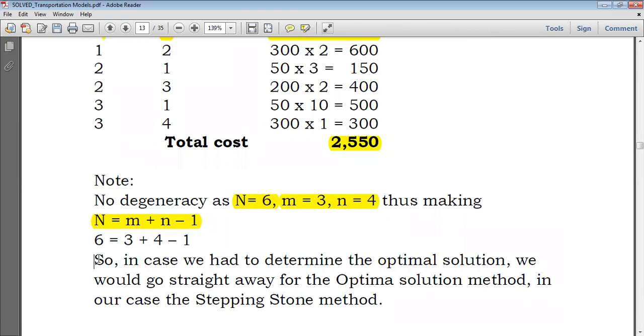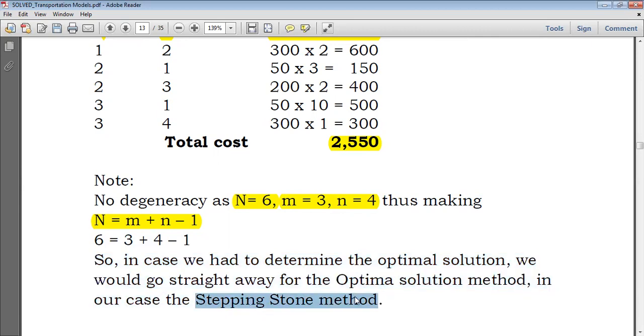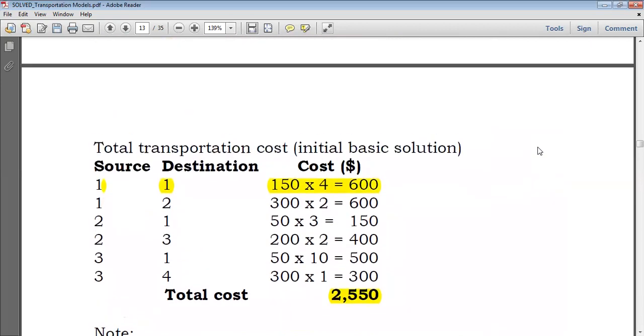And so, in case we had to determine the optimal solution, for our case, we are not required. We are just told to use the least cost method. We would go straight away for the optimal solution method, in our case, the stepping stone method. So you can use the stepping stone method to reach the optimal solution. But for our case, we are not asked that. For our case, we just have to end up here. So this is how we deal with the least cost method.